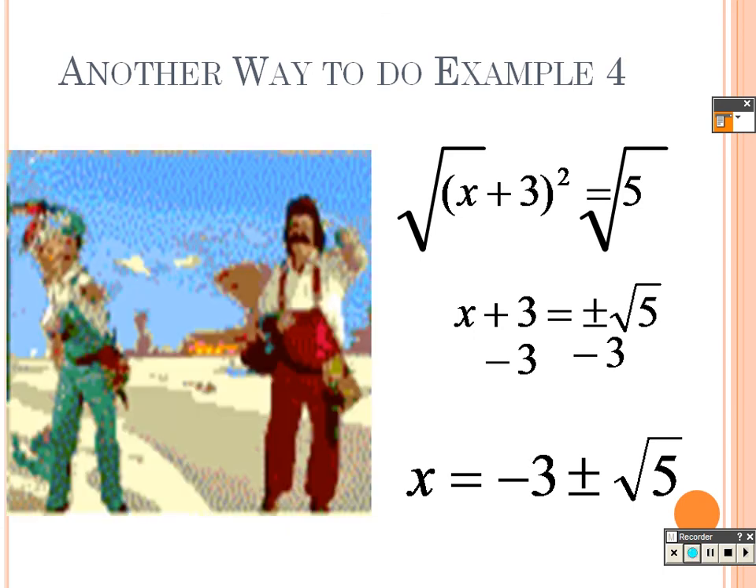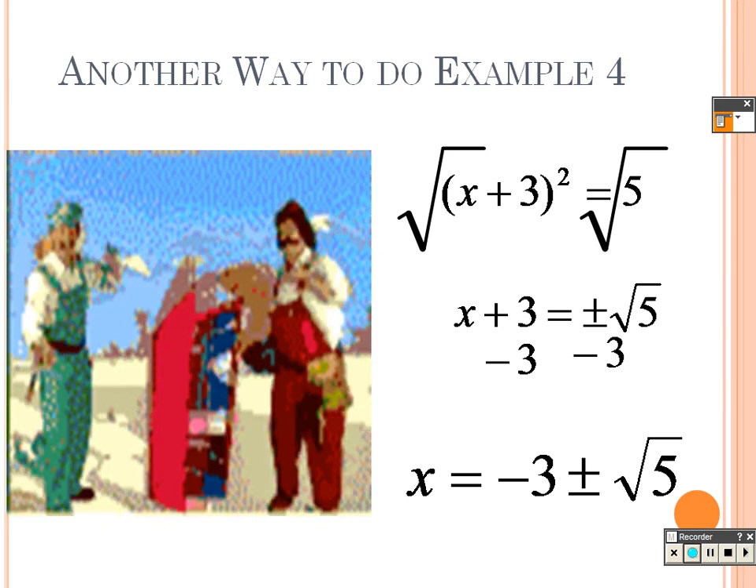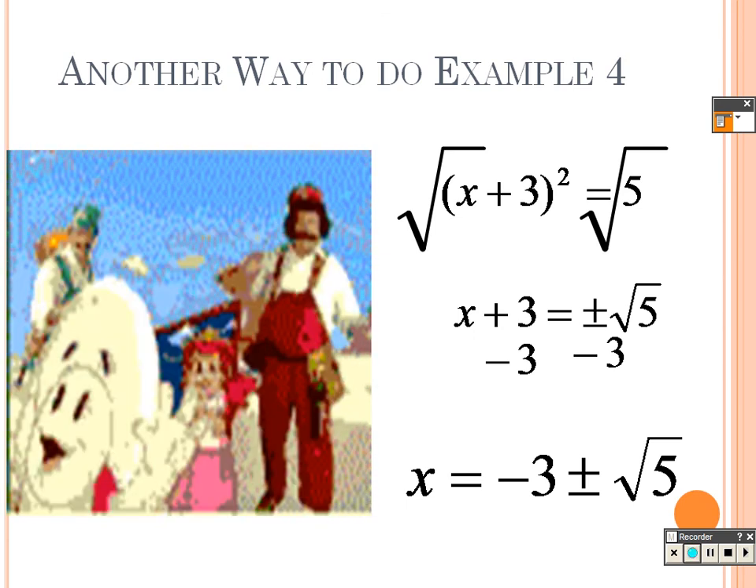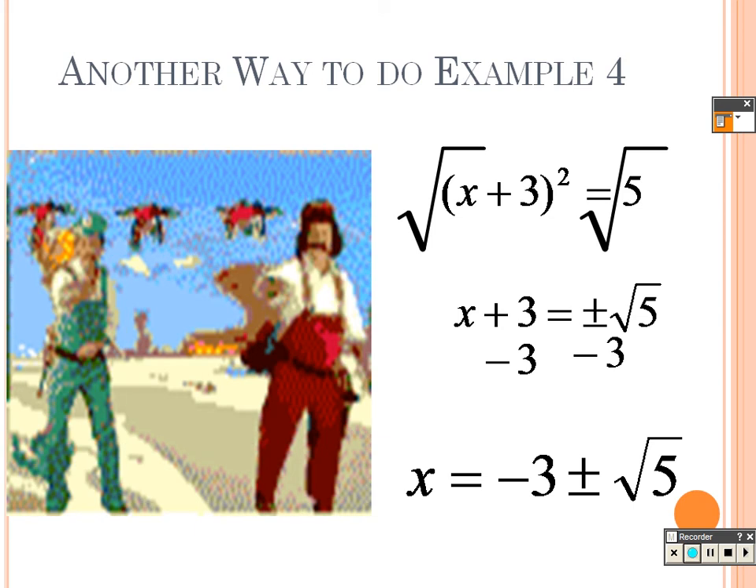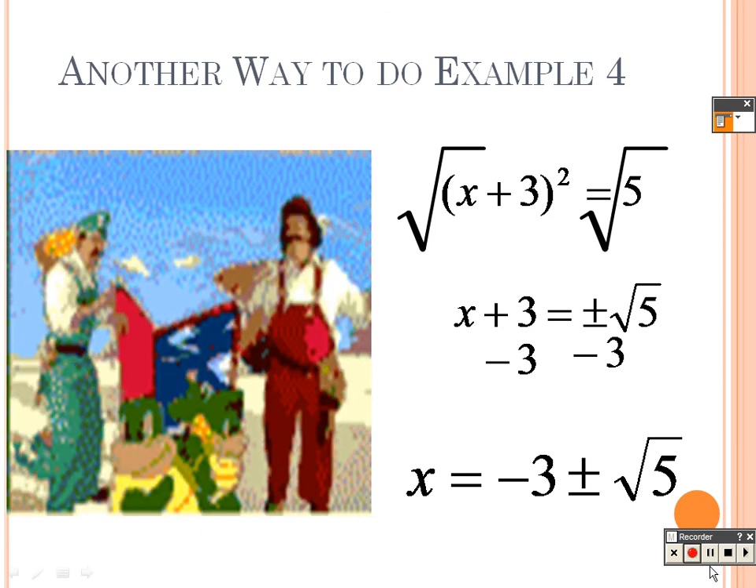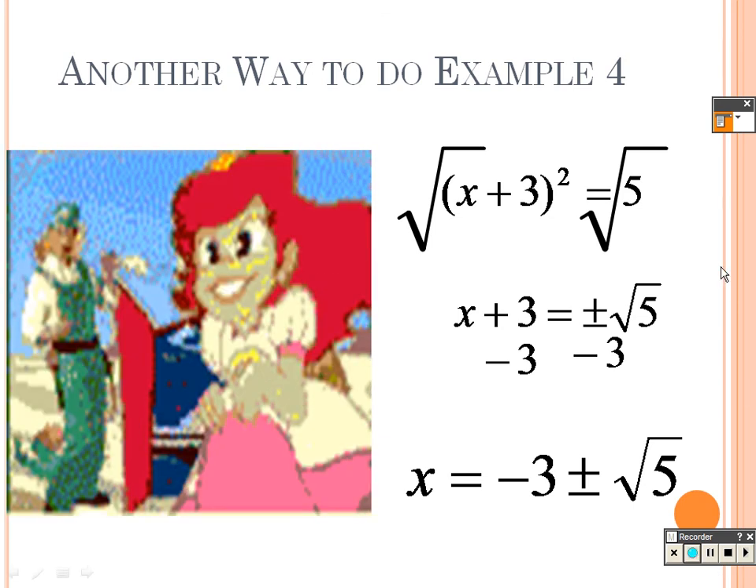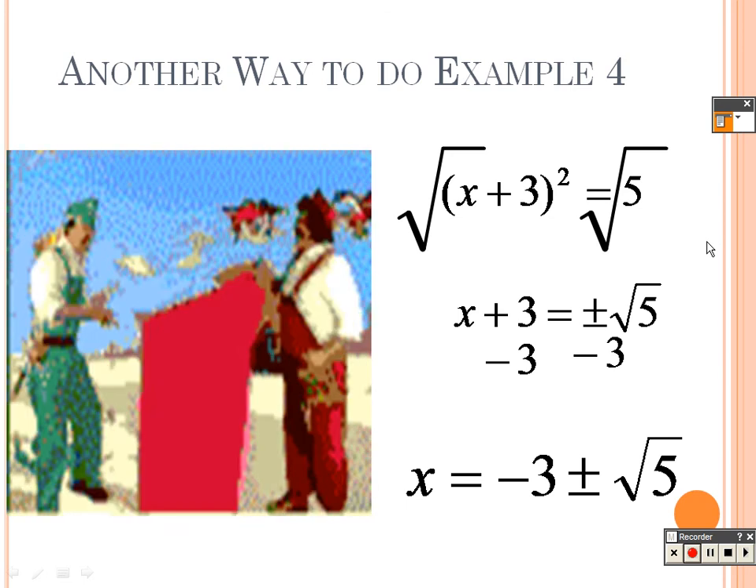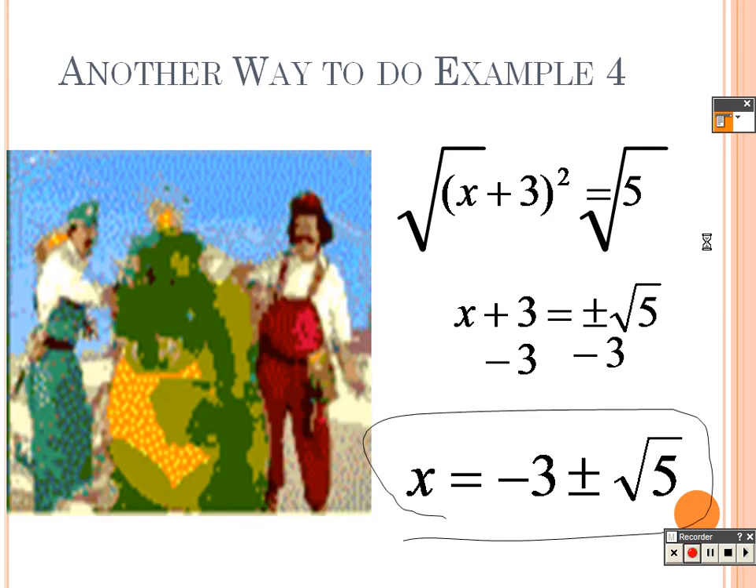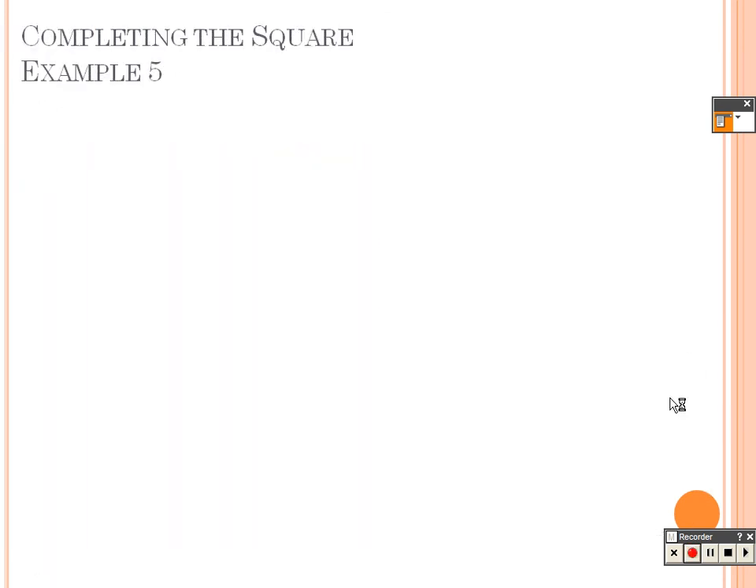That's it. Basically 2 steps, and you are done, instead of foiling and combining like terms and all that, which are pointless. This is a much, much easier way to do the problem. Then we have some completing the squares, which we'll do when we come back.